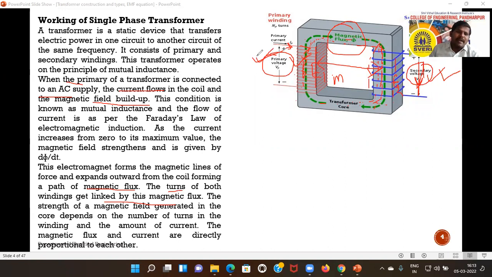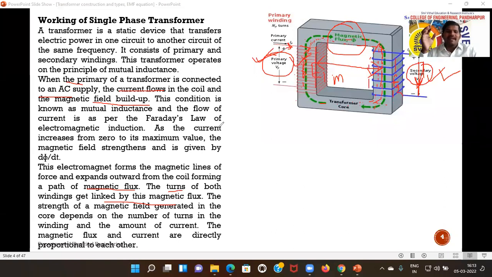These are magnetically coupled to each other. Magnetically coupled is nothing but magnetic flux linking between two coils. There is magnetic flux linkage between the two coils. That means the flux produced by the primary links to the secondary, and the flux produced by the secondary links to the primary. That means there is a linking between the primary and secondary flux, right?